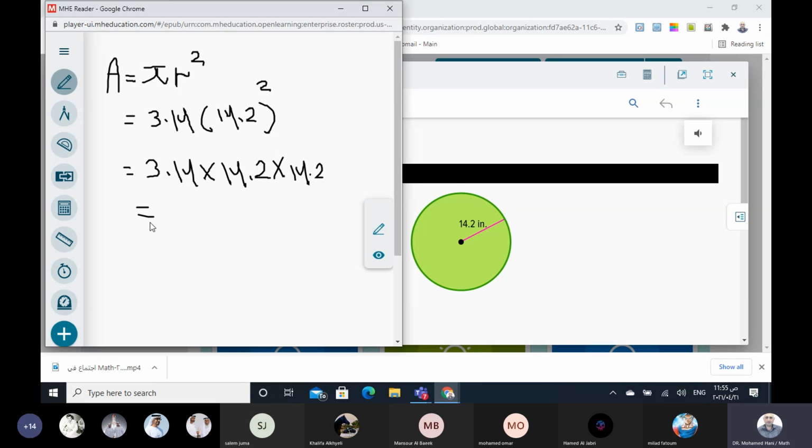Now we can calculate. We have 3.14 times 14.2 times 14.2. So the answer will be 633.1496 inches squared.